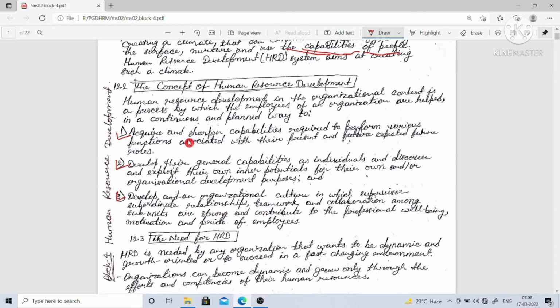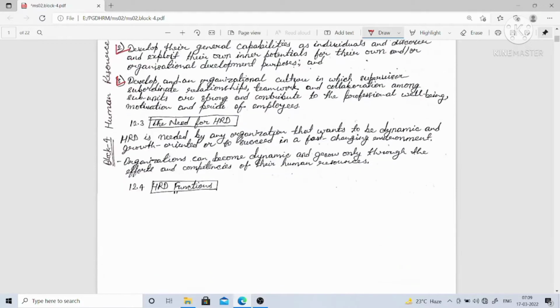It means acquiring and sharpening the capabilities of employees to perform various functions. Second, developing general capabilities as individuals. Third, developing an organizational culture which is a facilitator for the individual to collaborate and become effective in performing organizational tasks. In these ways employees are helped by the process of human resource development.